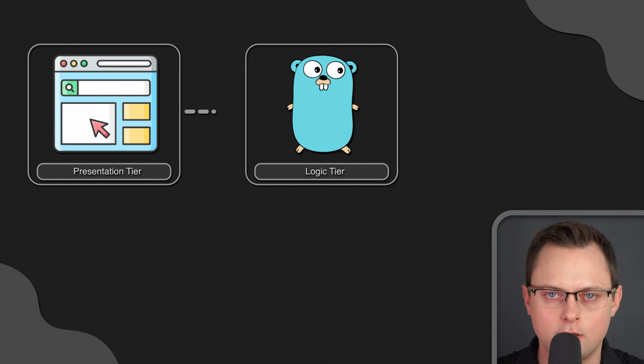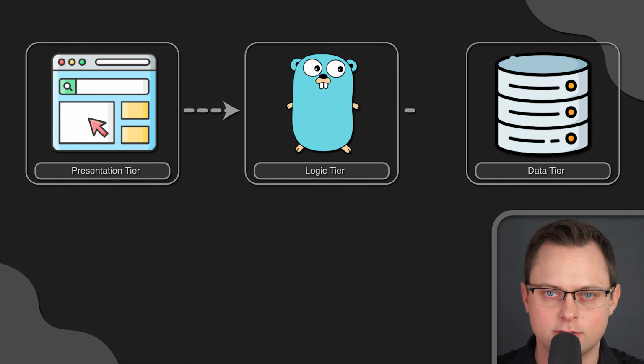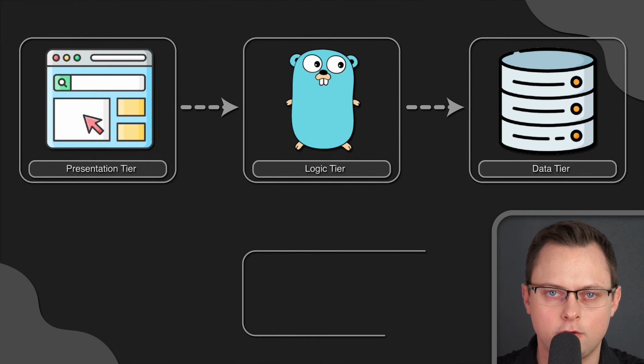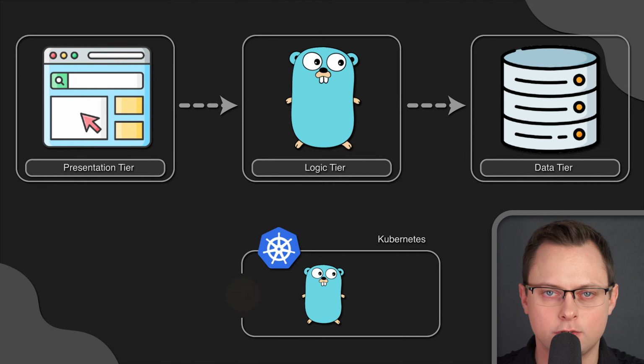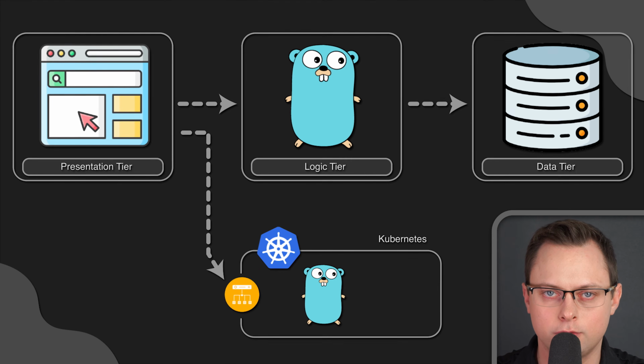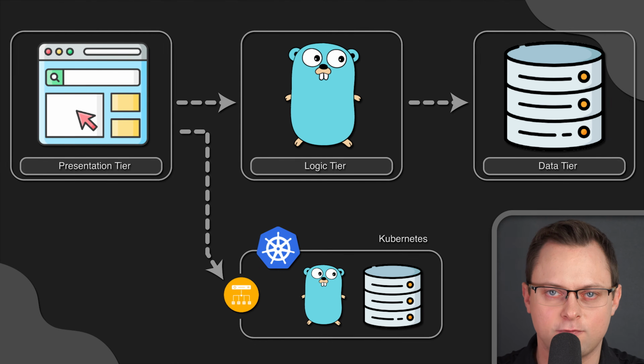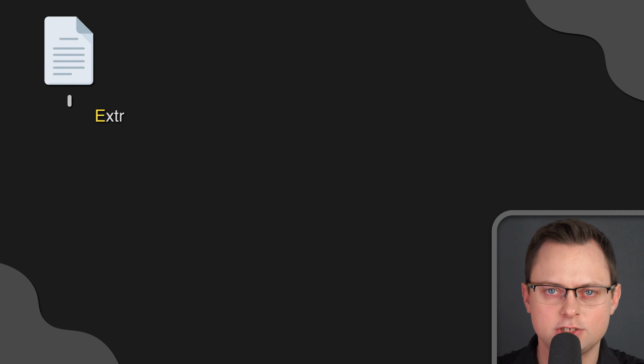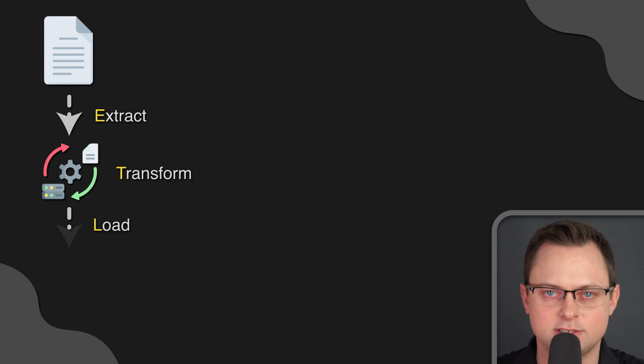The app can be a REST API that represents the logic tier in the common three-tier architecture. It can populate your website with existing inventory or register new users. The database application from the data tier can also be deployed in Kubernetes. Your application can be a part of the data processing pipeline.